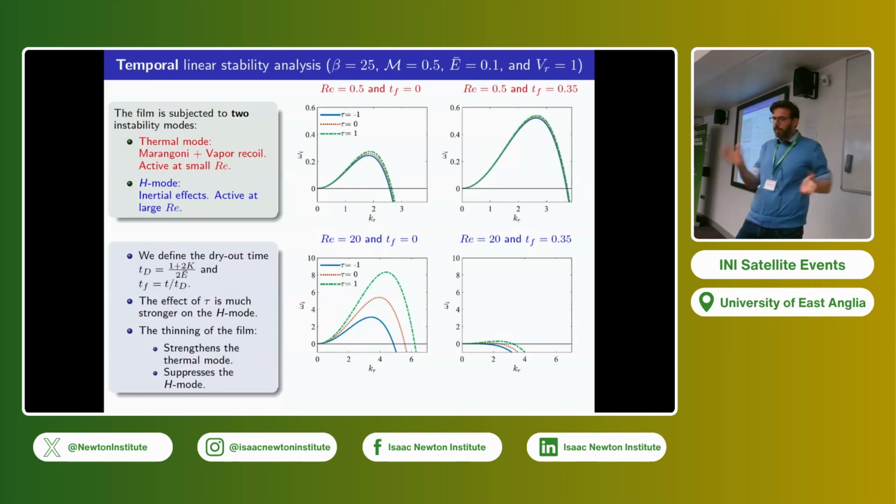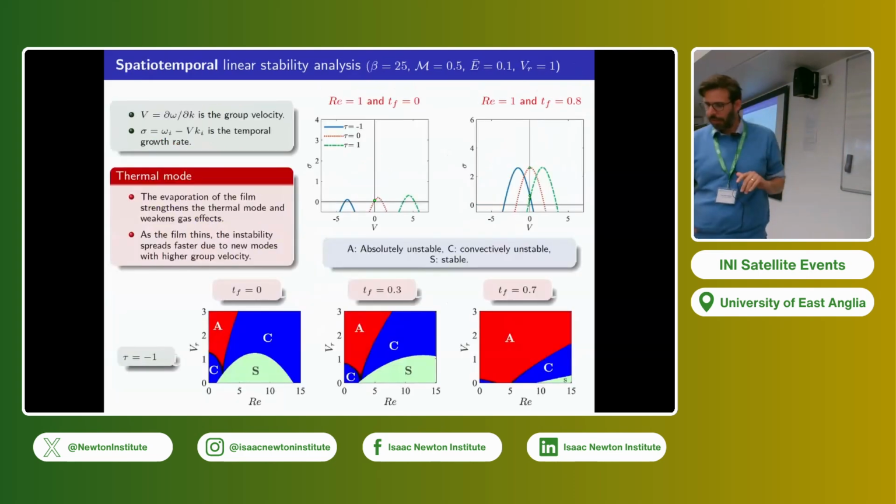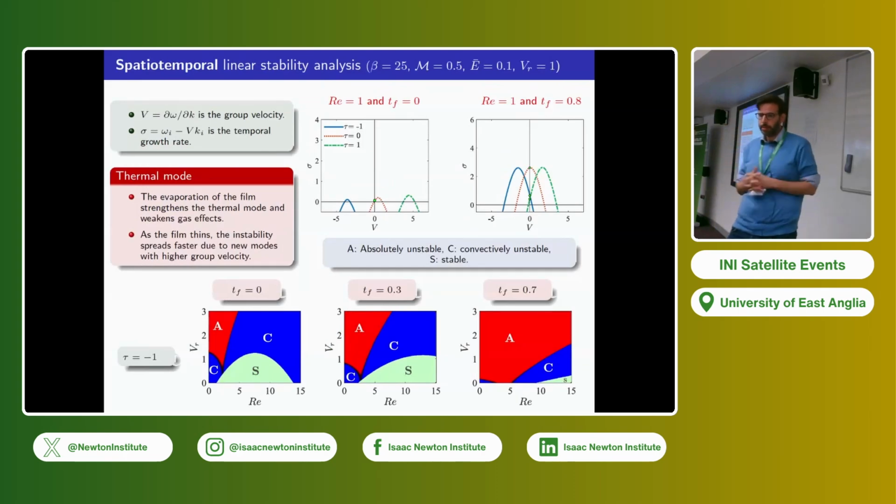So, looking at that, we say, okay, let's focus on the thermal mode. I mean, in the paper there are many more results, but anyway, let's focus on the thermal mode. Let's forget what is happening in the H mode, and study the spatio-temporal stability. So now we are plotting the full impulse response in the plane of sigma, the temporal growth rate, and v, the group velocity, and the important point is this green circle, it is small, I don't know if you can see. If it's positive, it's absolute, if it's negative, it's convective.